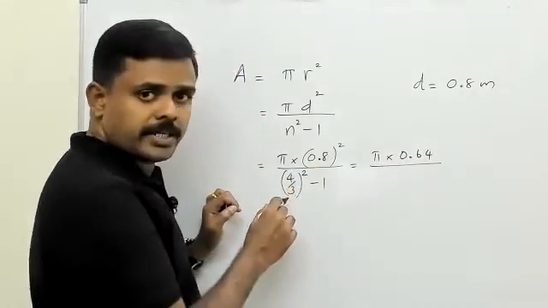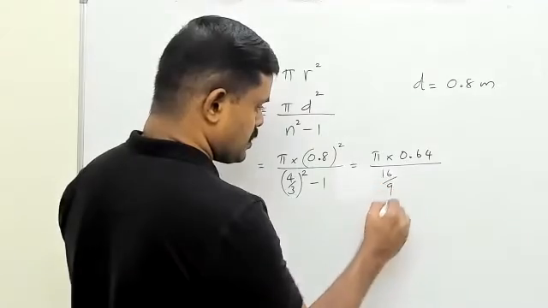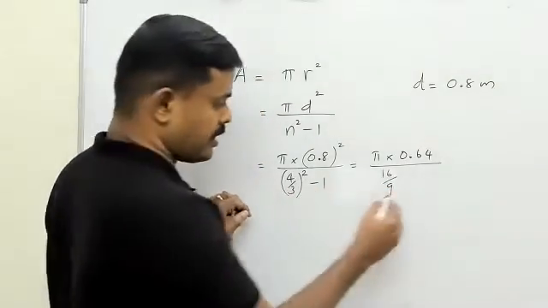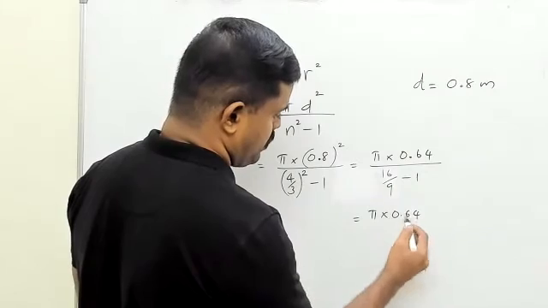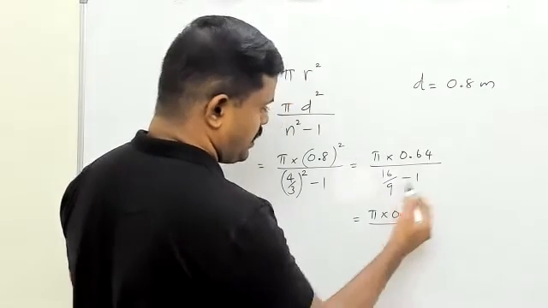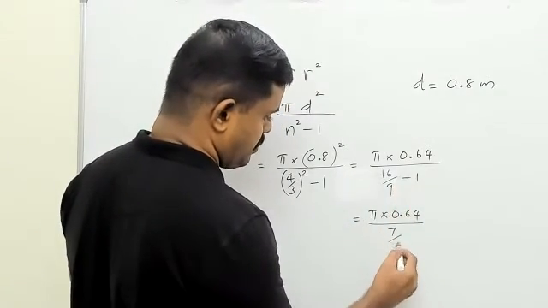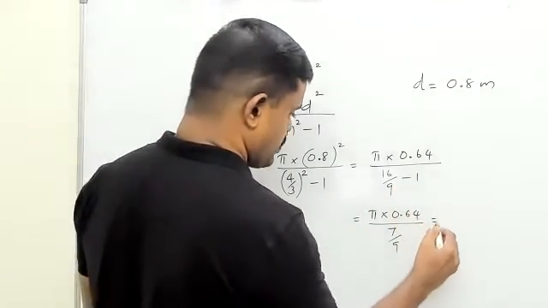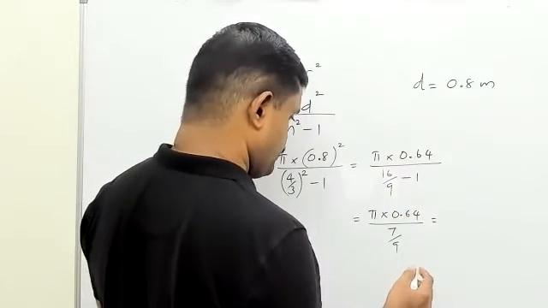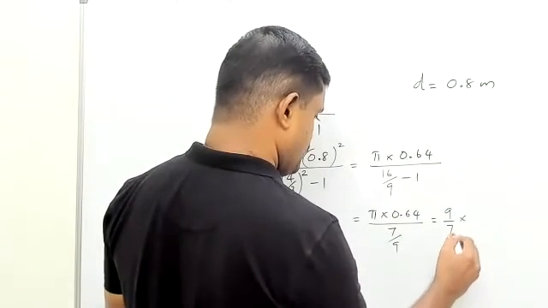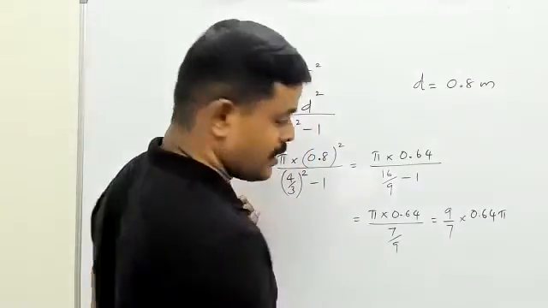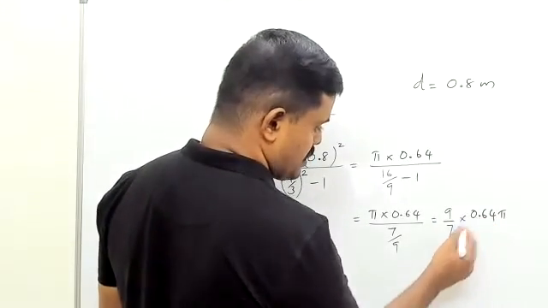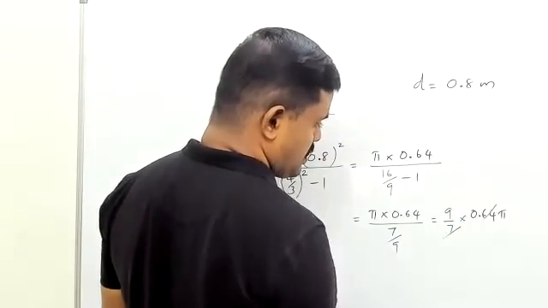Divided by 4 by 3 square, which is 16 by 9, minus 1. So pi into 0.64 divided by 9 comes here. 16 minus 9 is 7 by 9. This goes numerator. So 9 by 7 into 0.64 pi. I can cut roughly if you want.